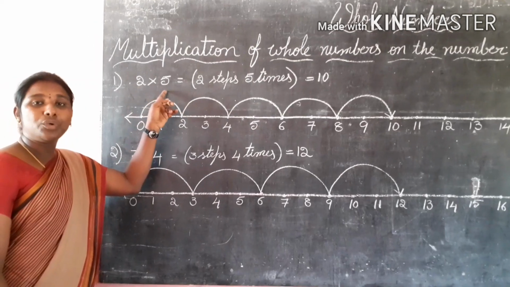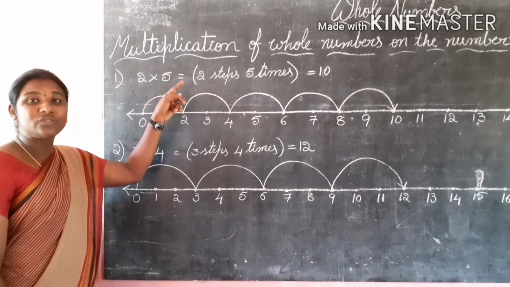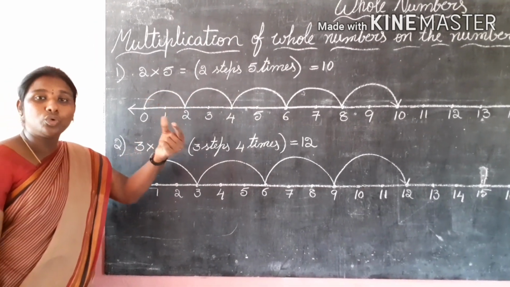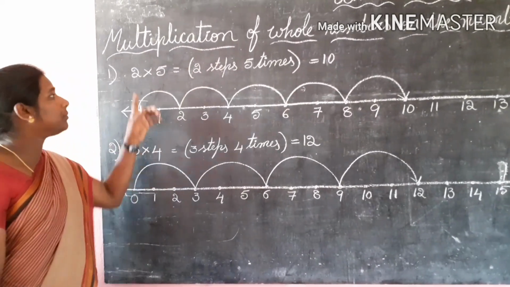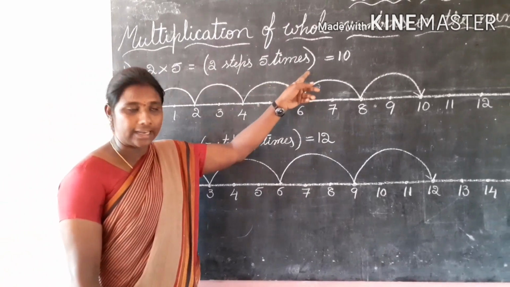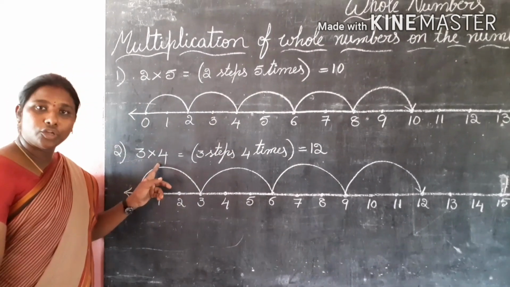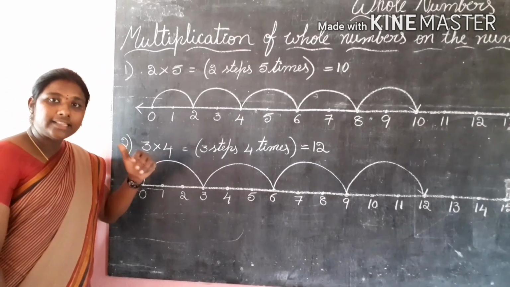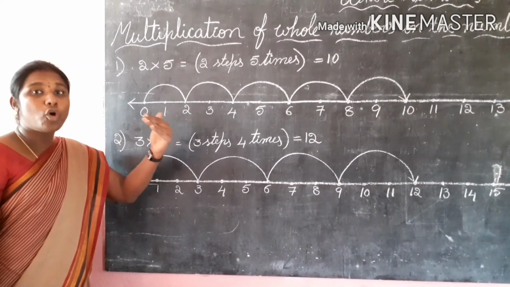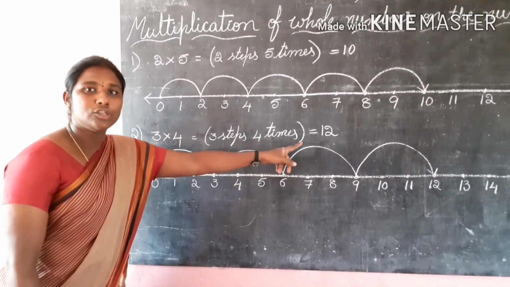Here first 2 into 5. 2 steps 5 times. That means we have to move 2 numbers. How many times do we have to jump? 5 times. Like that 2 5s are 10. Next one, 3 into 4. Here we have to move 3 numbers at a time. Like that, how many times do we have to jump? 4 times. 3 4s are 12.